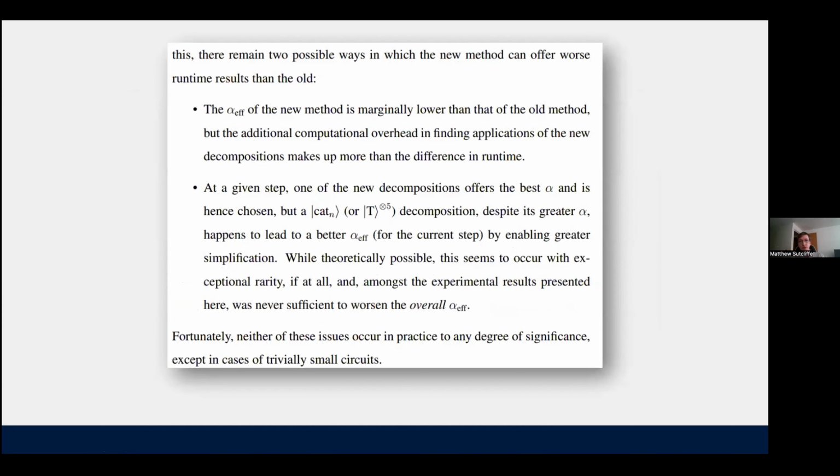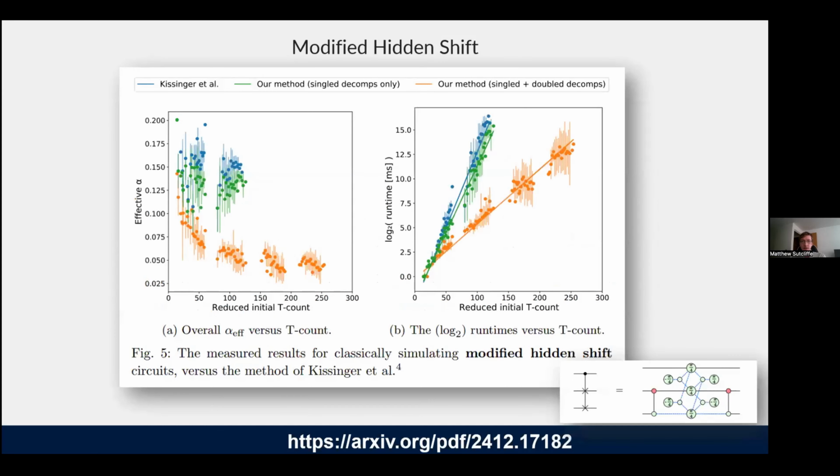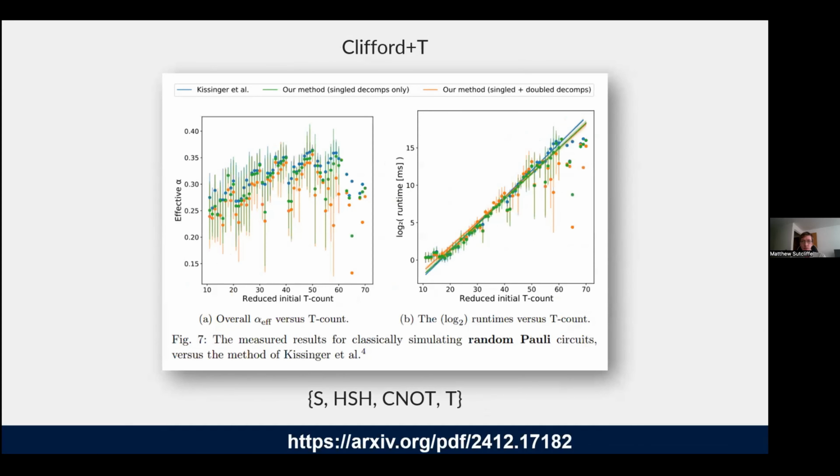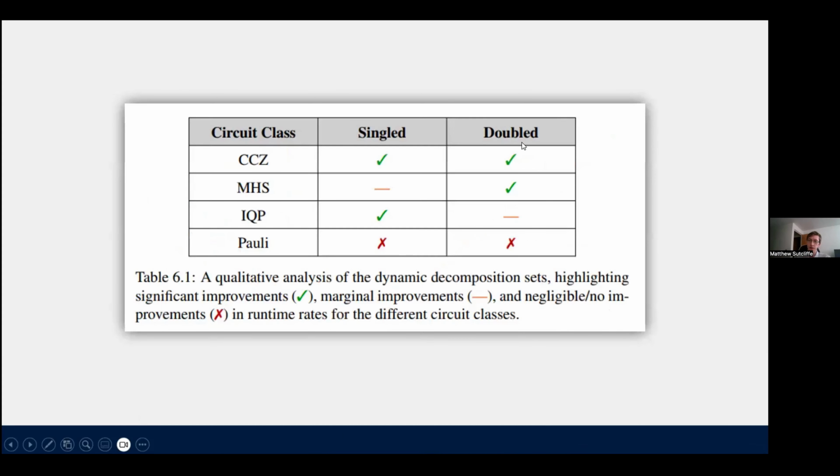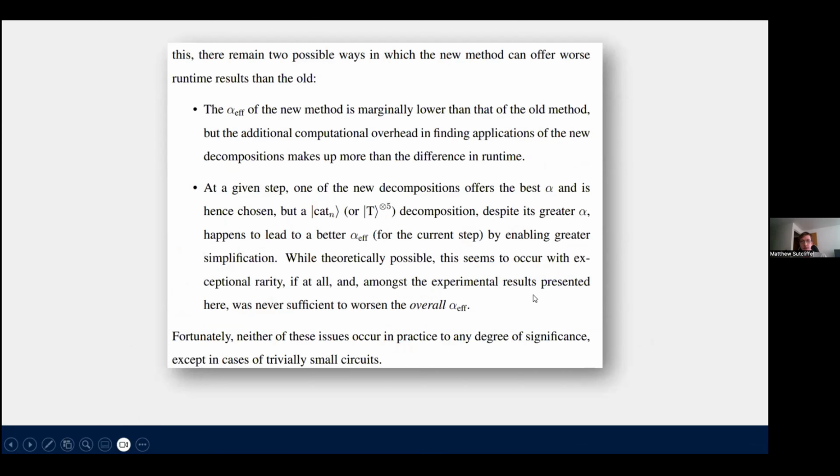These are the summary. And then just as a brief note, we can see that in each case, it almost never performs worse than the standard method. But sometimes, on very rare edge cases, you might see that it does perform worse. So we consider when this might be. There are really two cases where this can happen. One is if the effective alpha of the new method is marginally lower than the old one, but the extra computational overhead of searching for these extra decompositions makes up the difference in the runtime, so it makes it slightly slower. But that's very rare, because the effective alpha is usually significantly reduced.